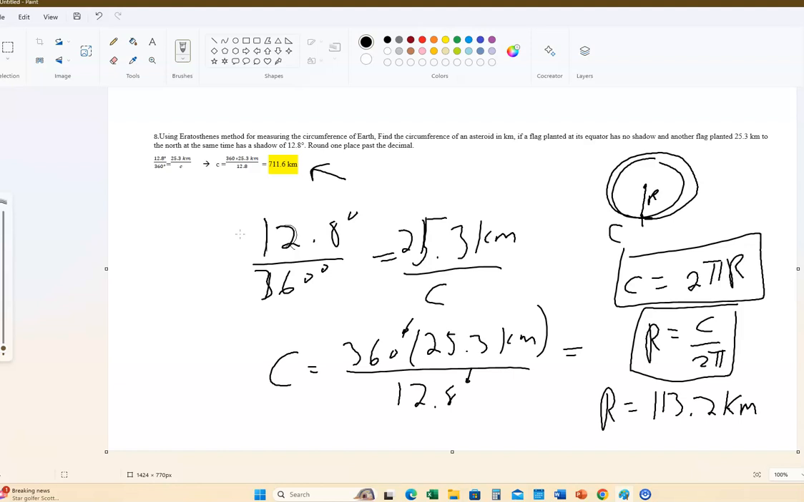Of course, on Blackboard on the test, you just write the number. It would already ask you what it was in kilometers. So the circumference is 711.6 kilometers, and the radius is 113.2. All right, that's it for this problem.